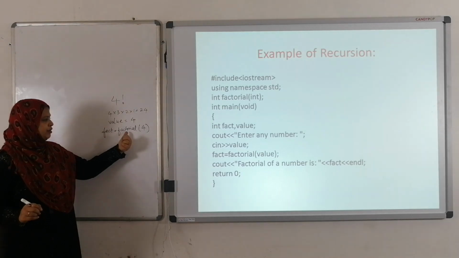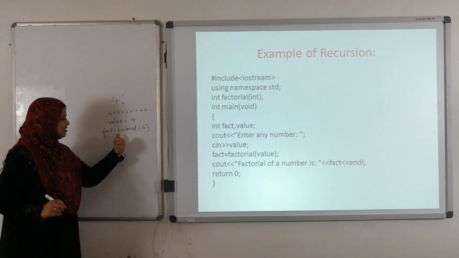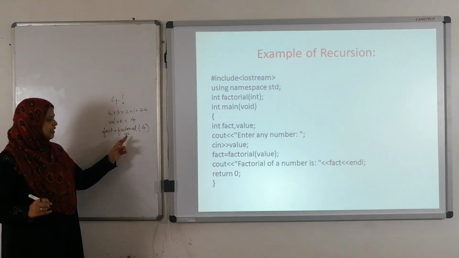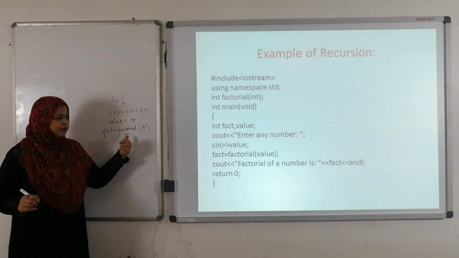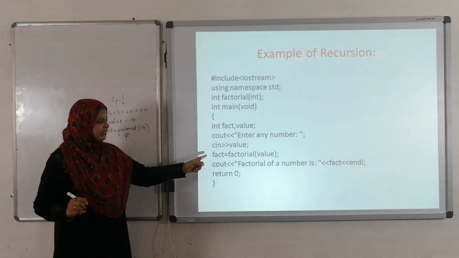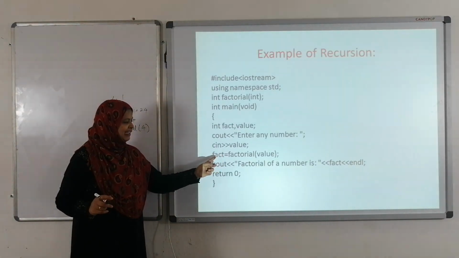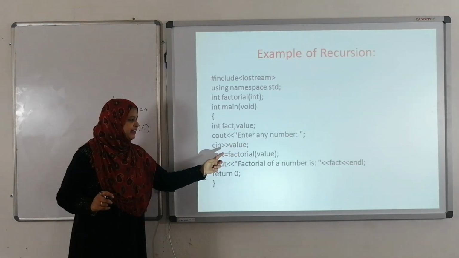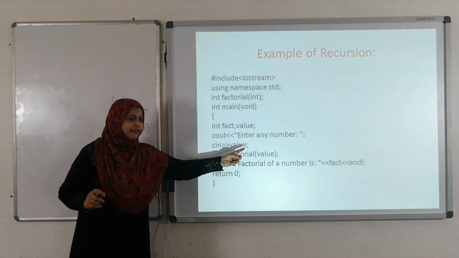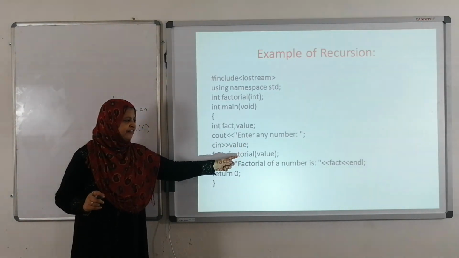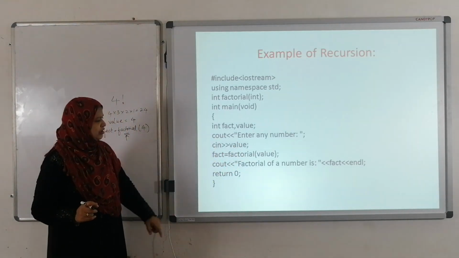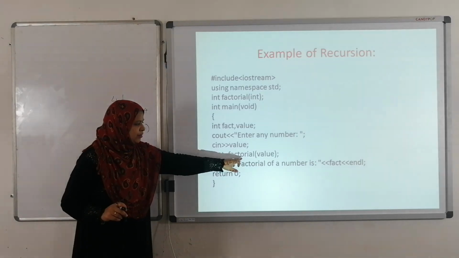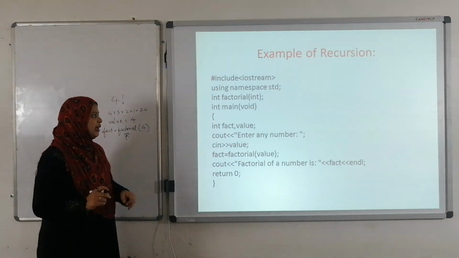Whenever the compiler reads this line of code, directly it is going to invoke this function. Fact equals factorial of value, and value is 4. Whenever the compiler reads factorial 4, control is directly transferred to that particular function. Now this factorial function is a calling function.